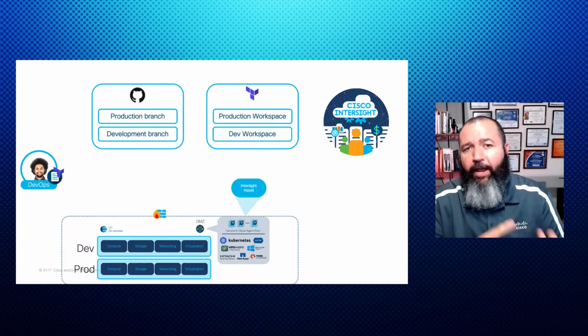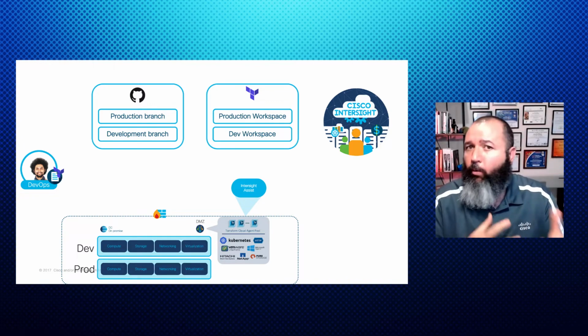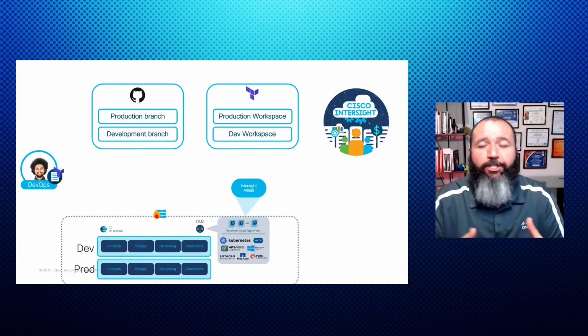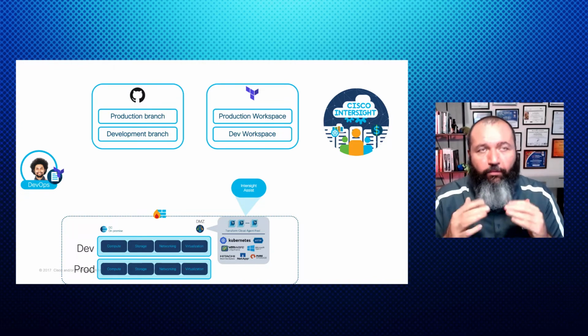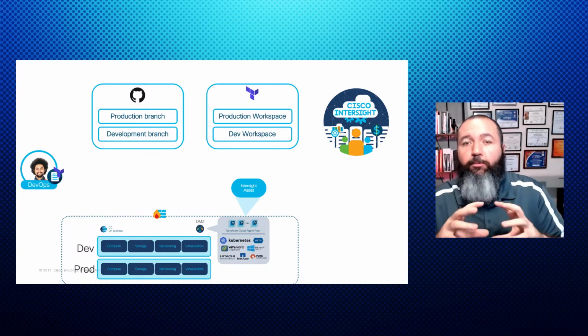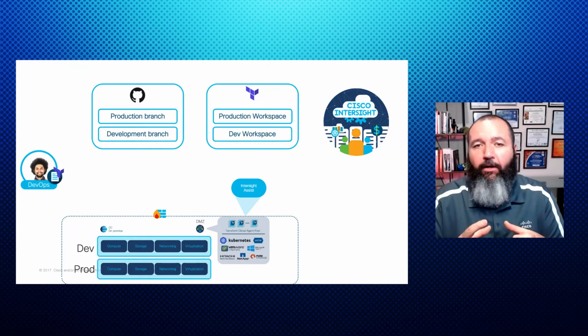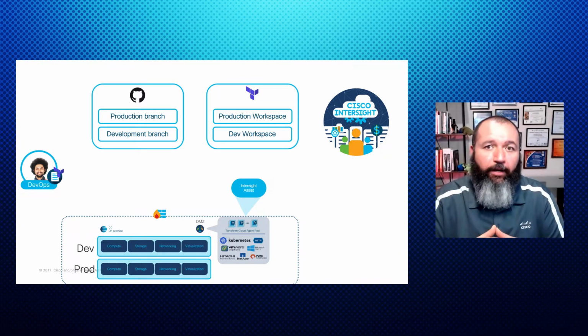So the idea is that we have our DevOps teams. It could be one person, it could be several people who work on the Terraform configuration. Then we will have our repository in GitHub, where we're going to have two different branches, one for development and one for production. In the same fashion, in Terraform Cloud for Business, we're going to have two different workspaces, one for development and one for production. In these workspaces we are going to put the different parameters that correspond to that particular environment.